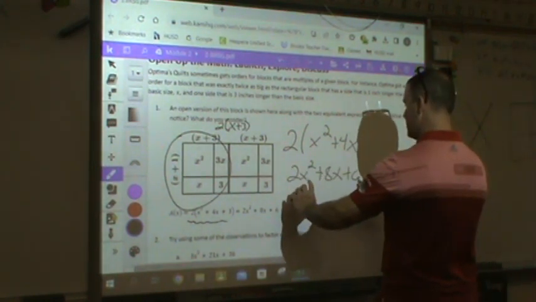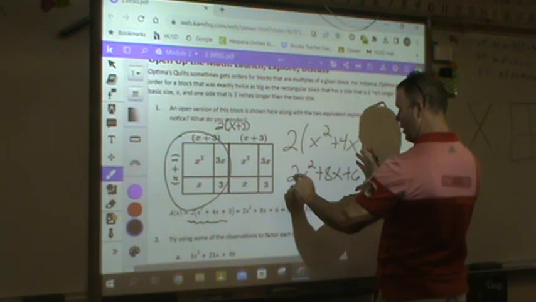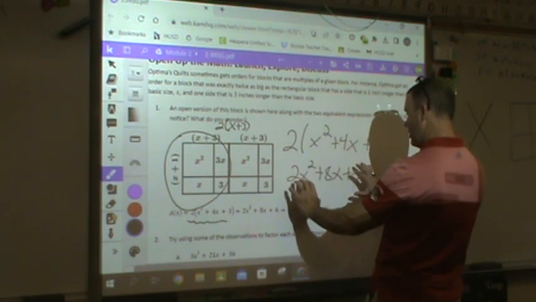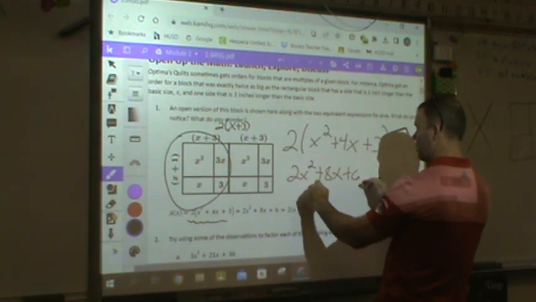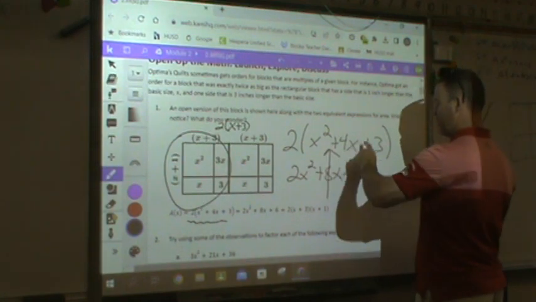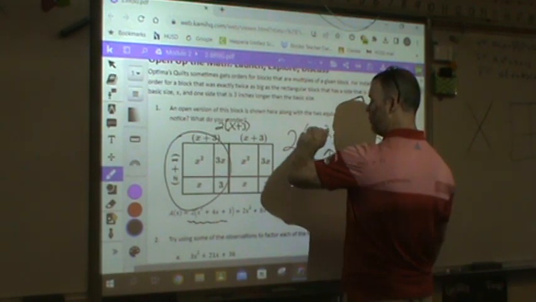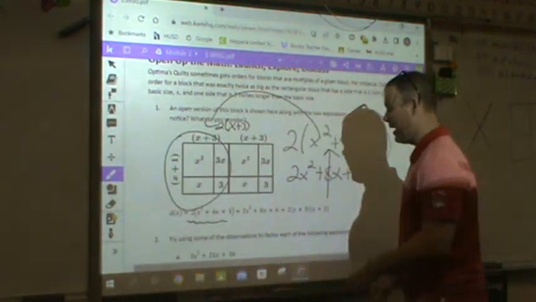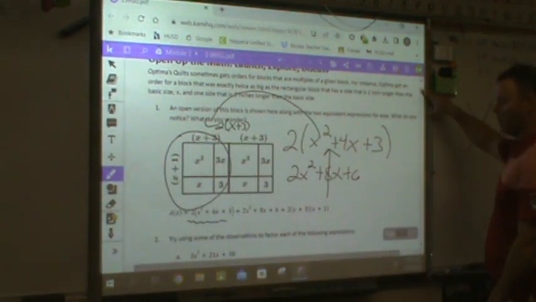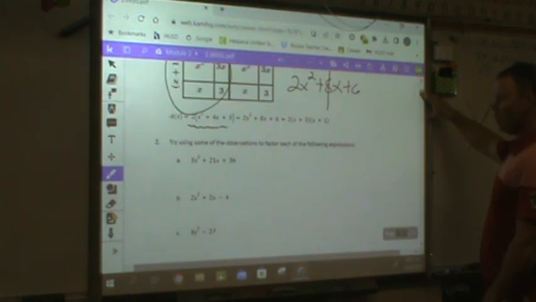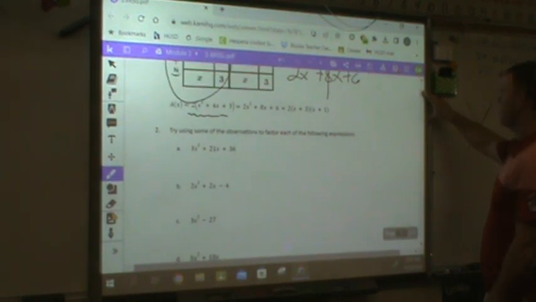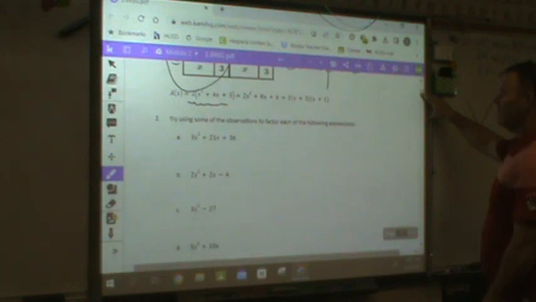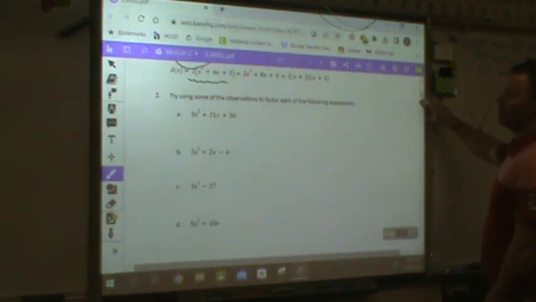Well, the problem is now we have an a value that's greater than 1. How do we factor this? How do we go from this to basically the unfactored form, and then how do we go here to find the sides of what our diagram would be like? That's going to be the challenge here. So let's dive into it. Question number 2 says try using some observations to factor each of the following expressions. So all it wants us to do is factor here.